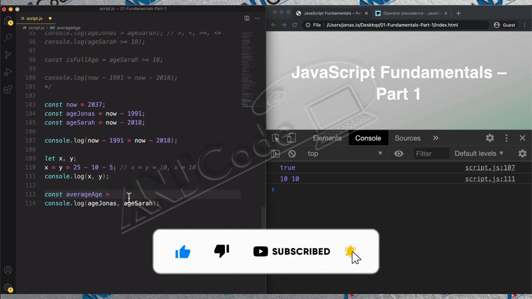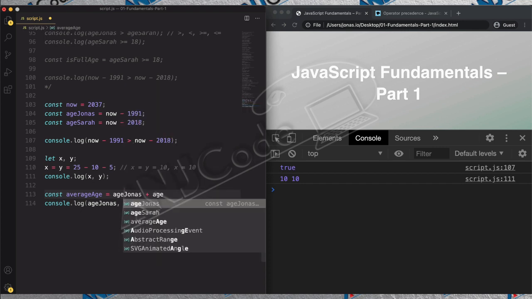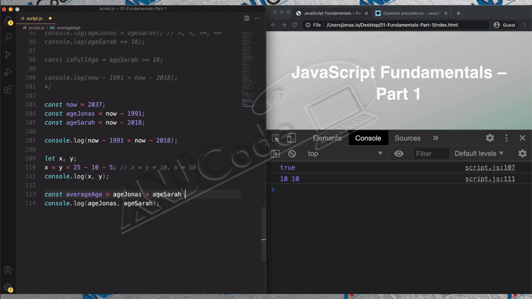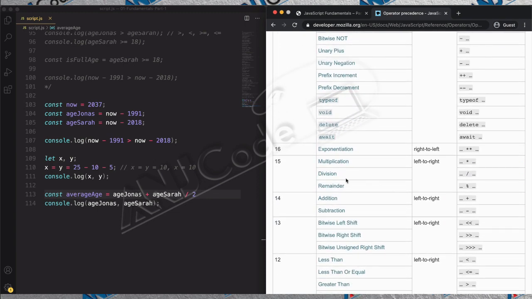So to calculate an average, we need to add two values together and then divide them by 2. At least that's when we have just two values. So let's say age Jonas plus age Sarah. So that's the addition, and then divided by 2. But now what is going to happen? Well, according to our precedence table, we have the division here happening before the addition. So this is 15 and this is a 14. And so what happens first is age Sarah is going to be divided by 2, and then the age of Jonas is going to be added.